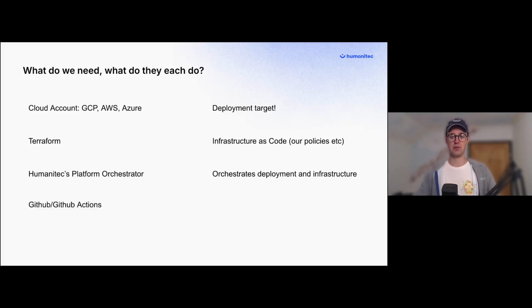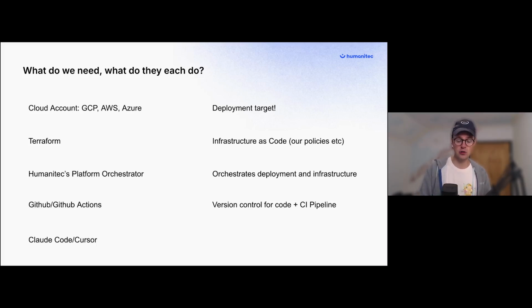Then we have GitHub and GitHub Actions, and this is about versioning our code, making sure that the generated code can be stored somewhere, as well as GitHub Actions for the pipelines, which can run the tests, build the images, and then hand that over to the orchestration to spin up the infrastructure and deploy everything. And then we have Claude Code and Cursor. Claude Code here is giving us the capabilities of generating things using LLMs, and on the other hand, we have Cursor as the interface, as the IDE. Okay, so Cloud Account, Terraform, Kubernetes Platform Orchestrator, GitHub, GitHub Actions, Claude Code, and Cursor.